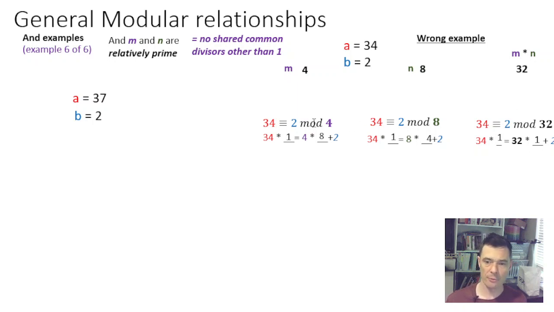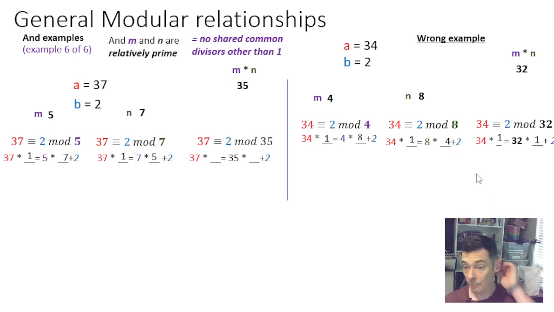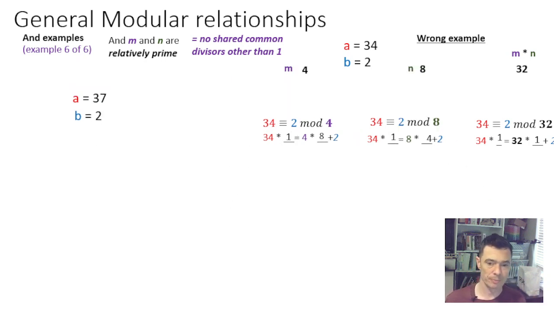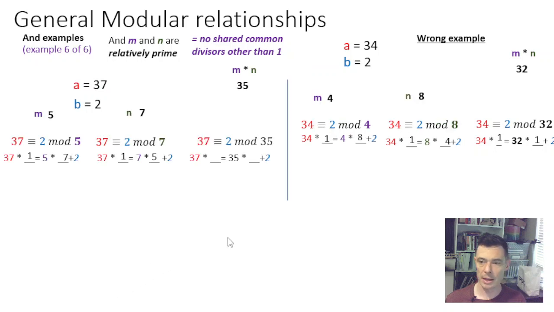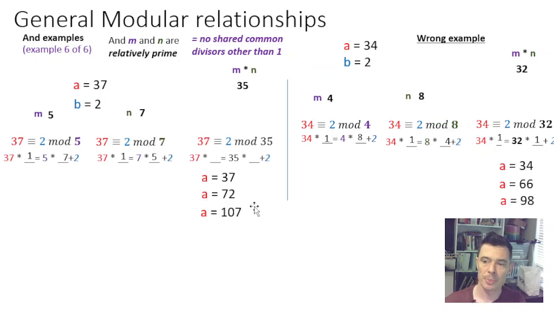So here we have mod 4, go around 8 times plus 2. Here we have mod 8, we're going to go around 4 times plus 2. And it works here, works here. We're going to go around once plus 2. So far, these wrong numbers are working. And now we need to go back and compare this again to our previous example.